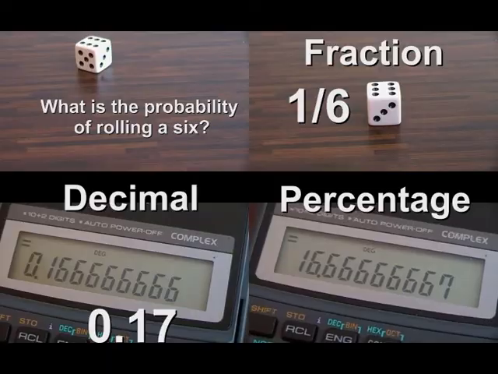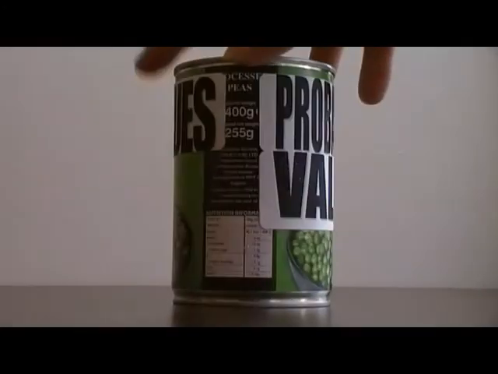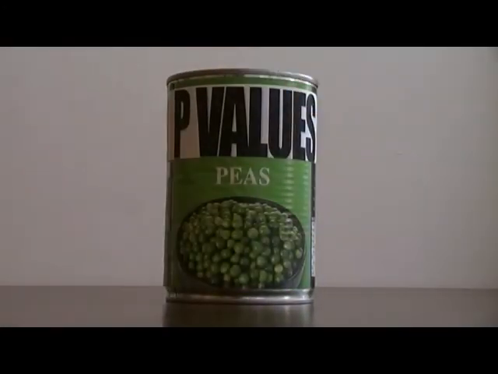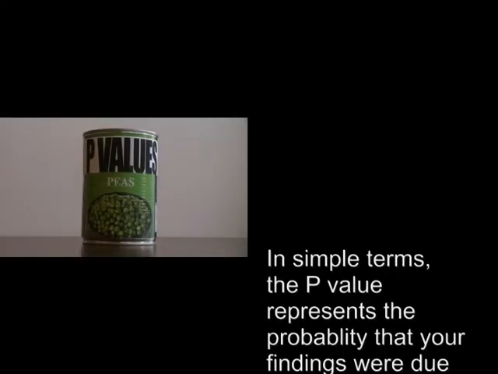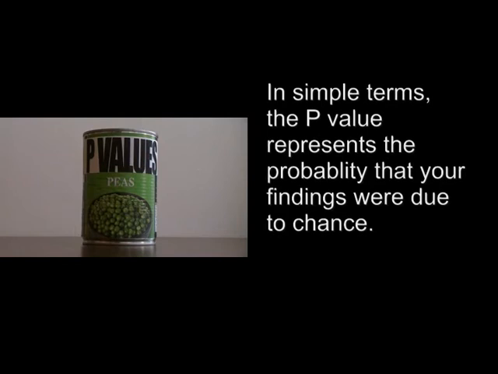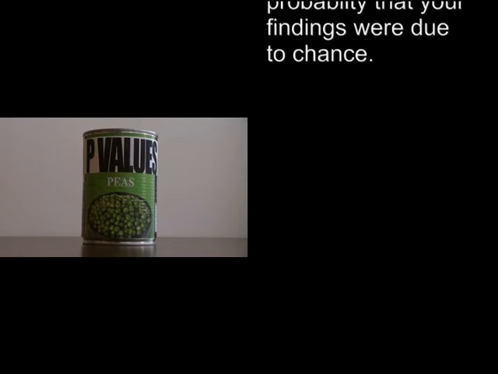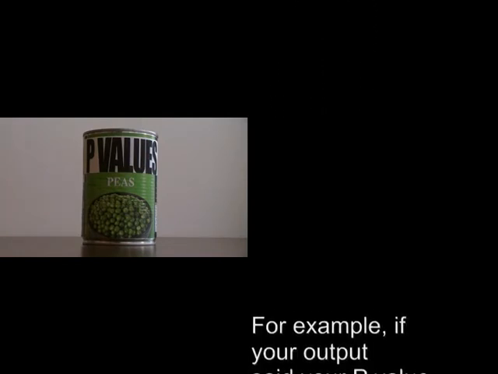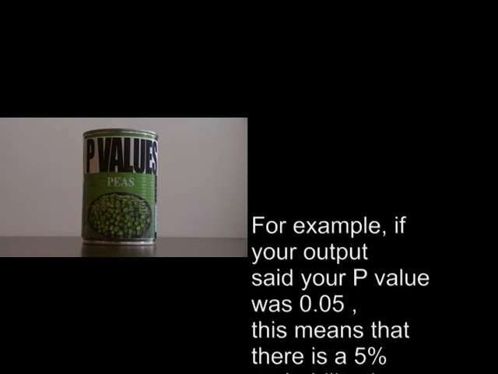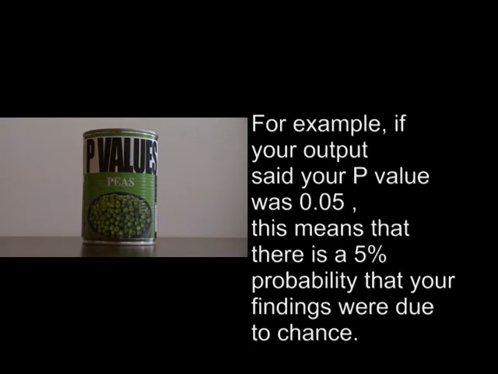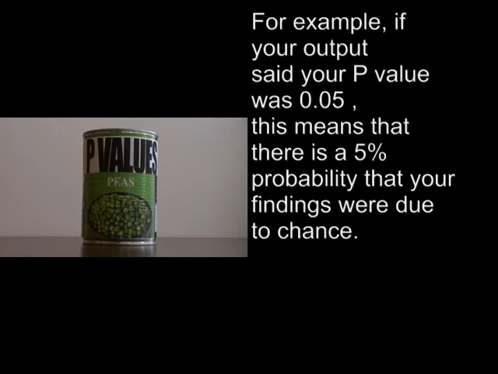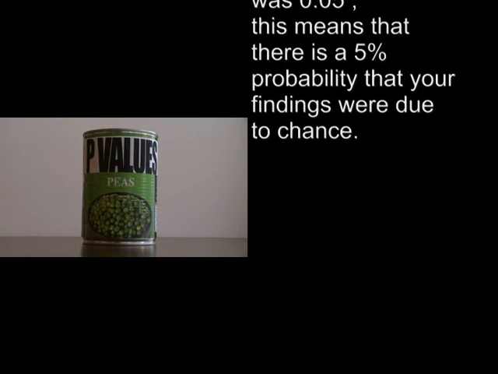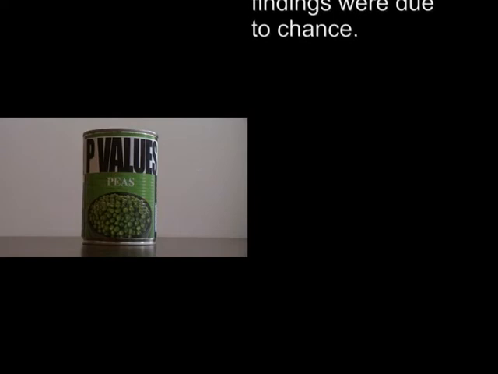Now that we've explored probability, let's go back to p-values. When you carry out a statistical test, the program or software that you use, such as SPSS, will typically in your output give you a p-value. In simple terms, the p-value represents the probability that your findings were due to chance. So for example, if your output said that your p-value was 0.05, what this means is that there is a 5% probability that your findings were actually due to chance.